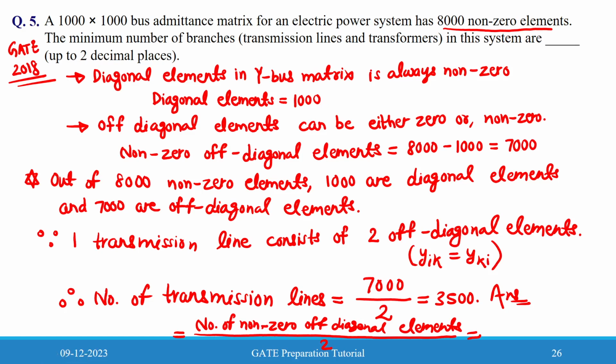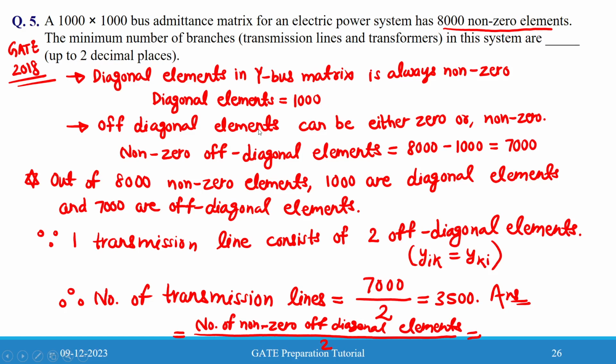Some lines are always connected to each other. Means one line must be connected to a bus. That is 100% sure, that is the necessity. If it is not connected, then it will go outside the system, that is, go out of service. So diagonal elements are always non-zero, and the off diagonal elements may be zero or may be non-zero.